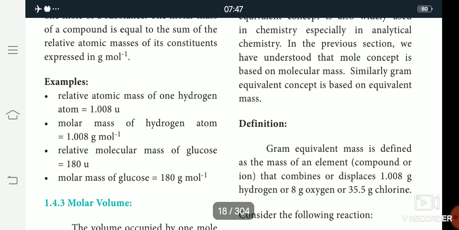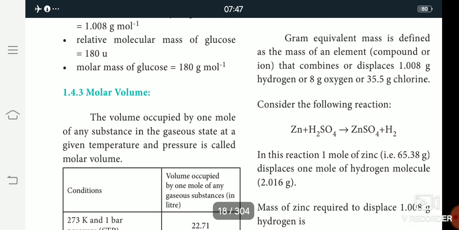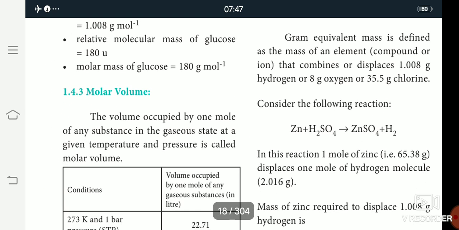Then the next one, the molar mass of glucose. The molar mass of glucose is 180 gram mole minus 1. Then the molar volume. The definition of molar volume: 1 mole of any substance in the gaseous state at a given temperature and pressure is called molar volume.